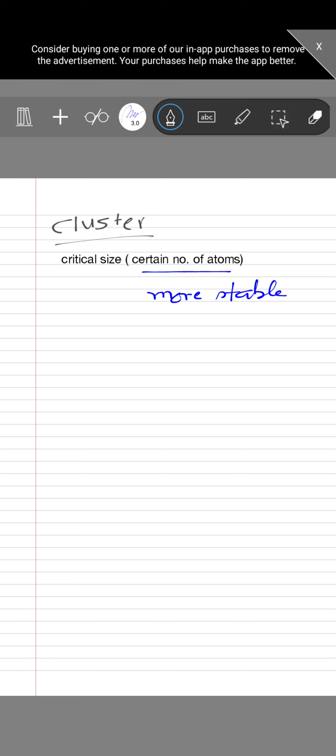More stable geometrically, or in terms of electronic configuration, the filling of electrons in different shells, they make this more stable. And that is why these numbers of atoms coming together and forming a cluster are also called magic numbers.